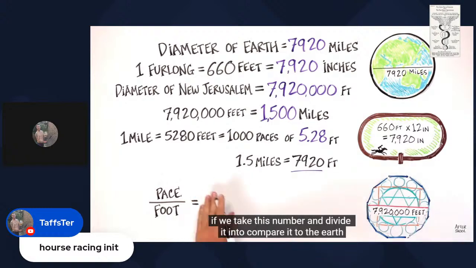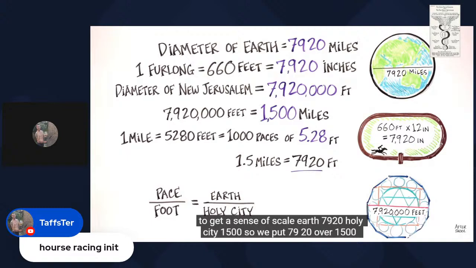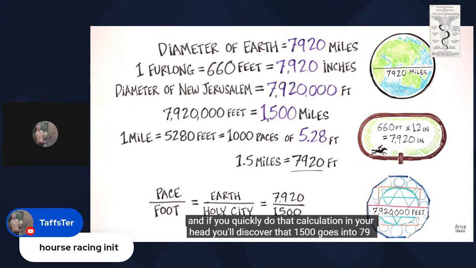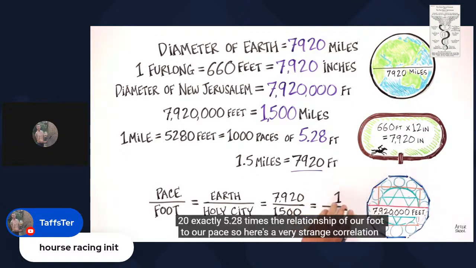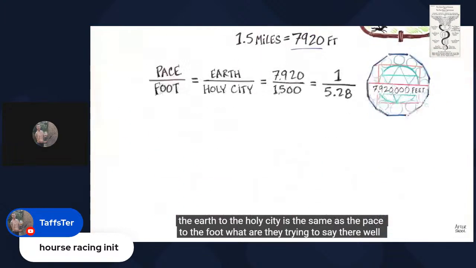If we take this number and compare it to the earth to get a sense of scale, earth 7,920, holy city 1,500. So we put 7,920 over 1,500, and if you quickly do that calculation in your head, you'll discover that 1,500 goes into 7,920 exactly 5.28 times, the relationship of our foot to our pace. So here's a very strange correlation. The earth to the holy city is the same as the pace to the foot. Well, what are they trying to say there?